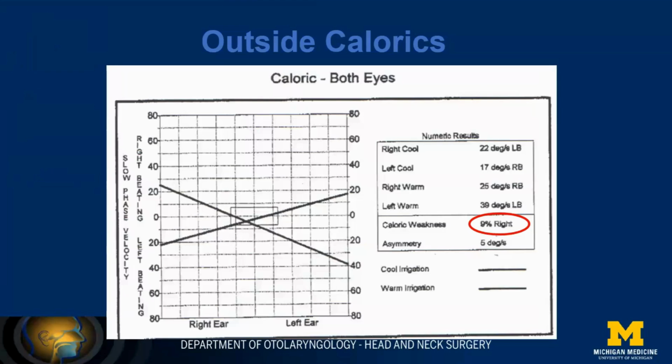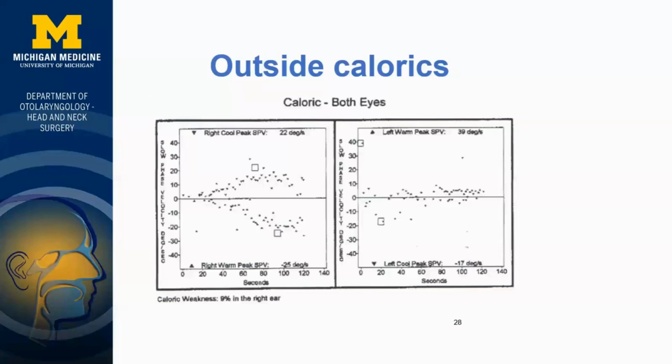So again, here's the outside calorics with their 9% right weakness compared to our 53% weakness. And then this is the raw data. So this raw data here, what you see is some very clear outliers. The computer, this little box is what the computer has picked as the peak. And it looks like the clinician did not clean up this recording. So this peak's a little high, this peak's a little high. I would probably put it right about here and here.